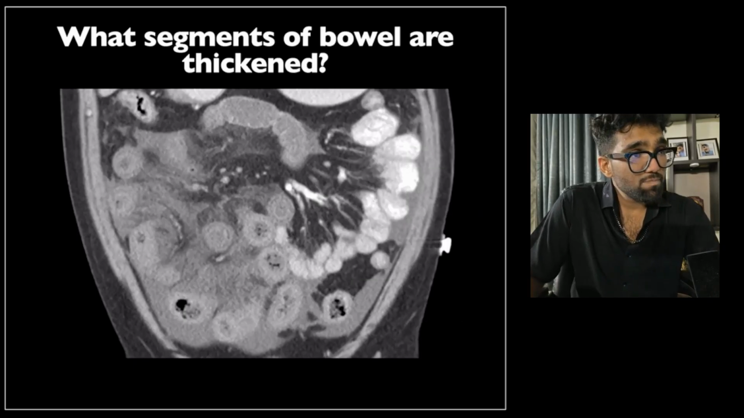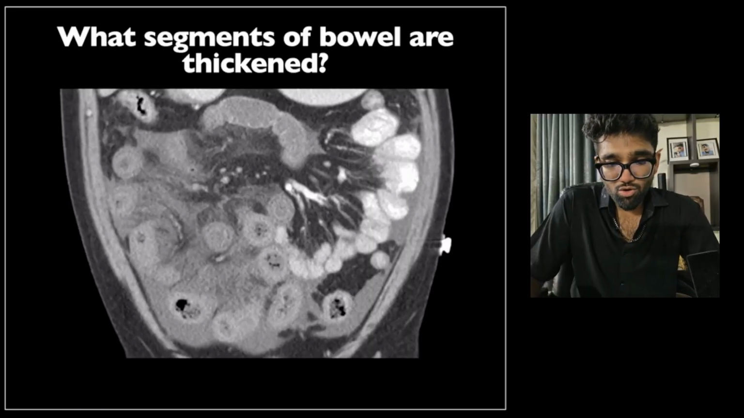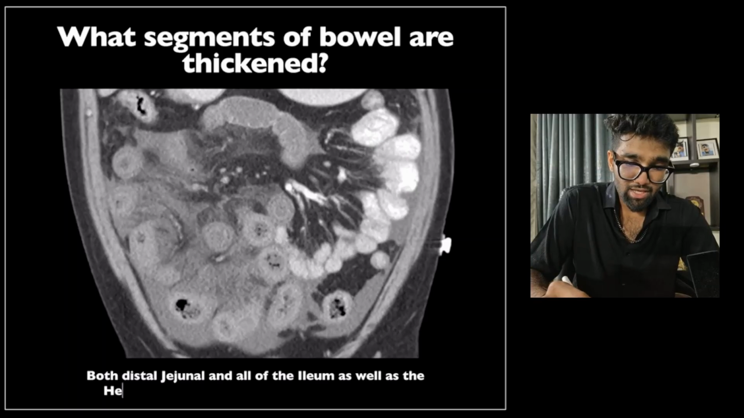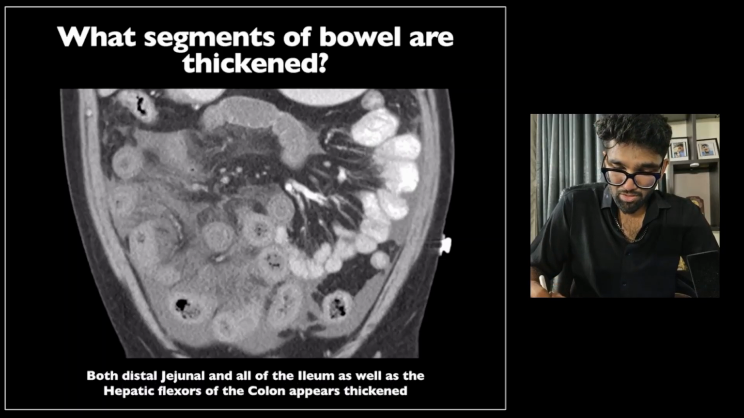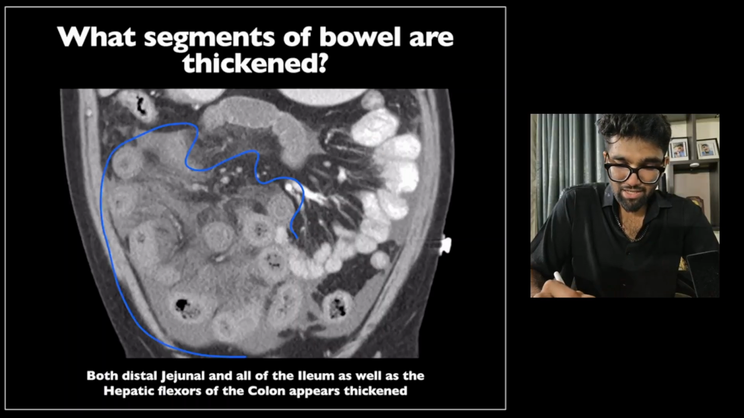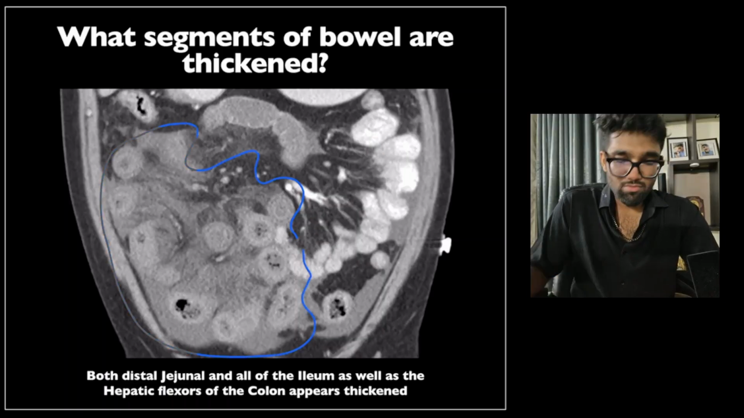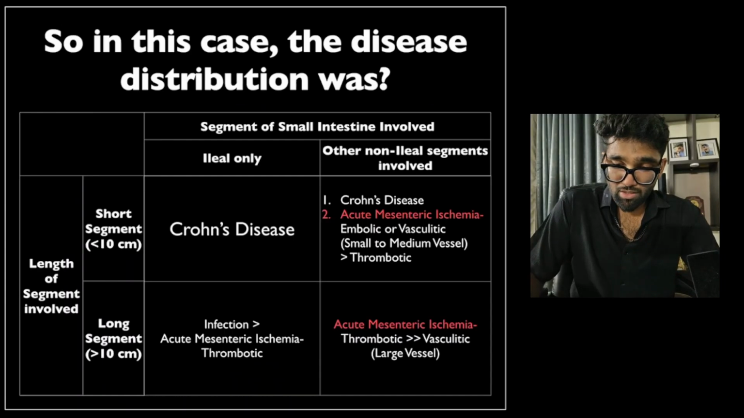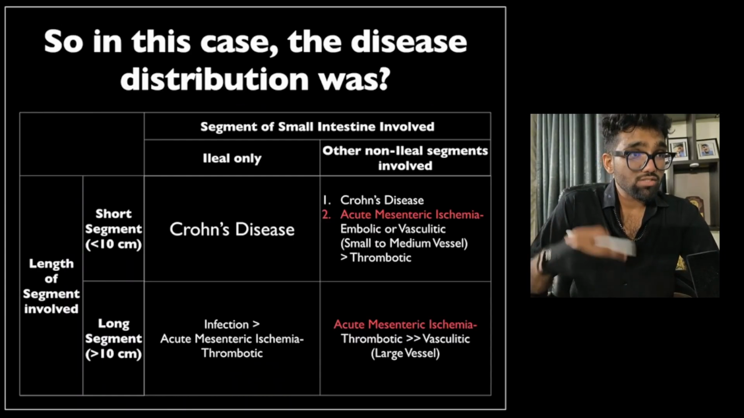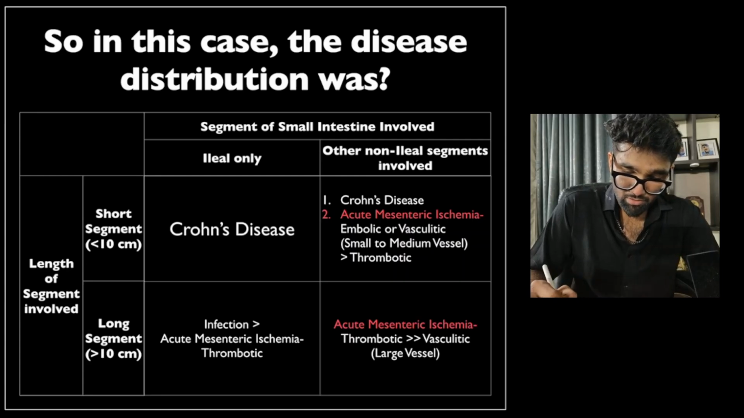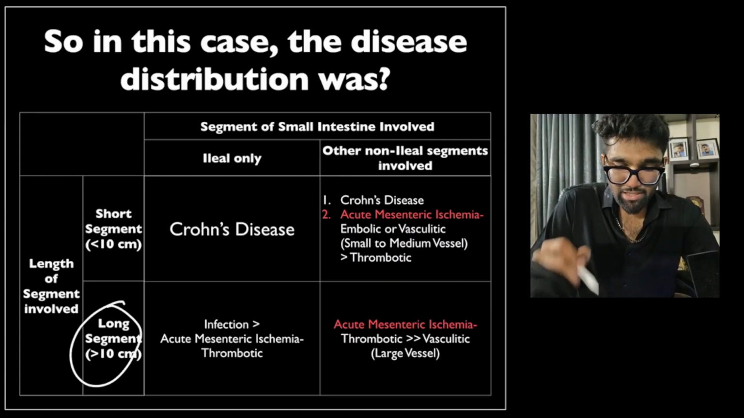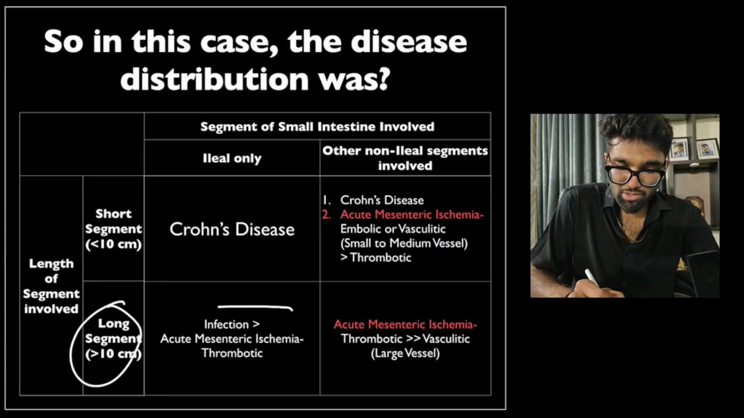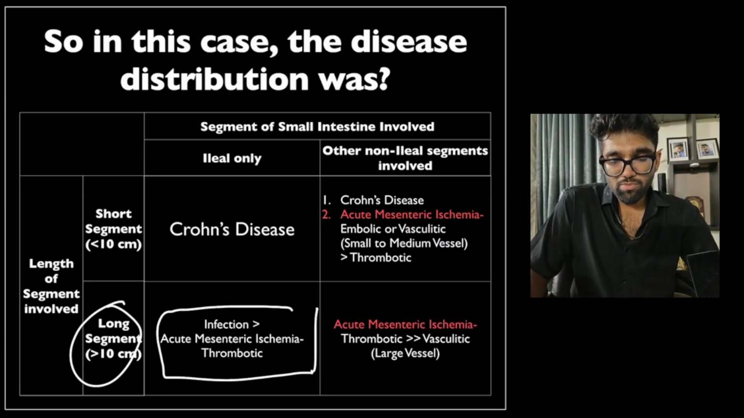Now, in this particular coronal image, what sections of the bowel are thickened? So naturally, it's in the right side and the lower half of the abdomen. So these are naturally ileal loops. Now, ileal loops are affected in a long segment. So it is long segment involvement and ileal loop involvement. So we would think infection or acute mesenteric ischemia.